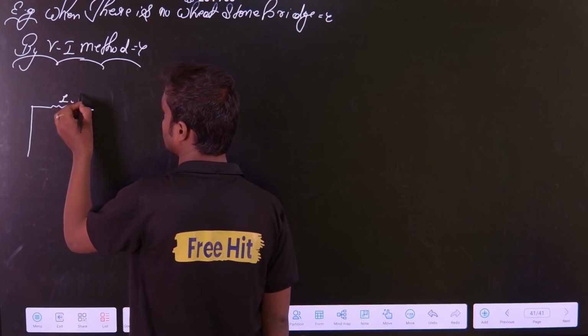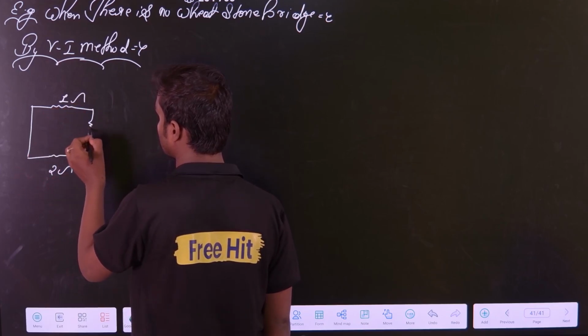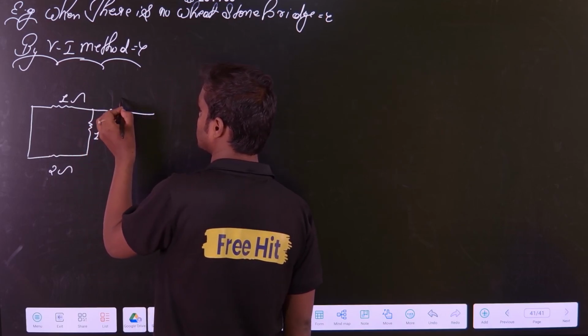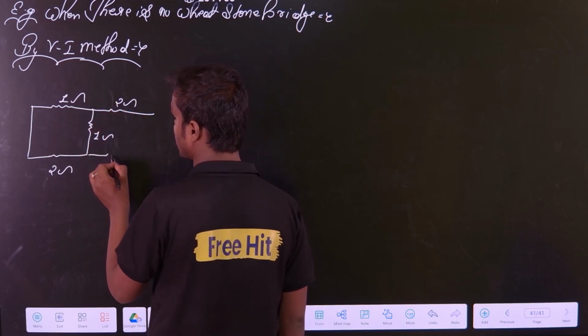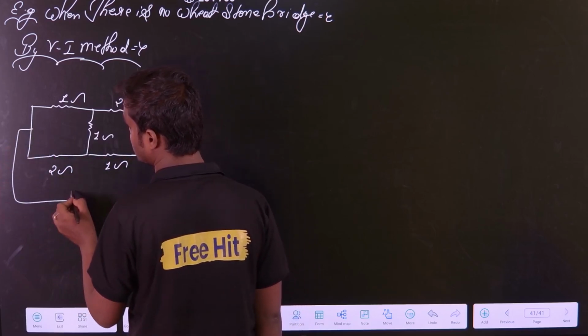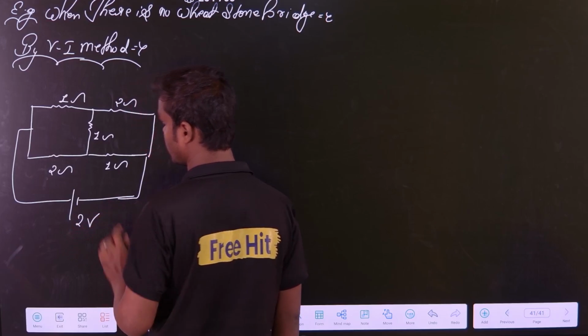Suppose this is 1 ohm, correct? And suppose this is 2 ohm. This is also 1 ohm. This is suppose 2 ohm. And suppose this is 1 ohm. And this whole is connected to a battery of suppose 2 volt.